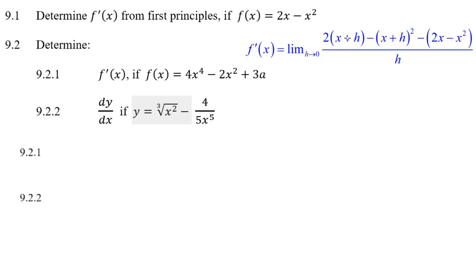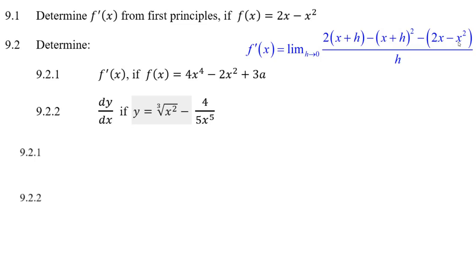You take x plus h and you stuff it in instead of x. Instead of x squared, you put x plus h squared. But f of x is just 2x minus x squared, and we're supposed to subtract it. So there it is. That's going to be your answer.